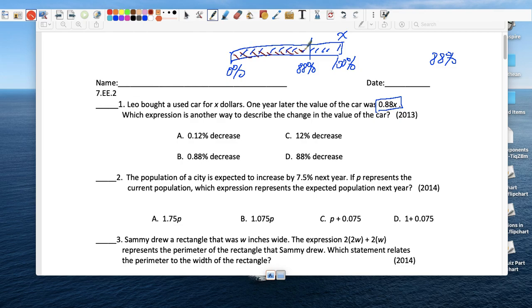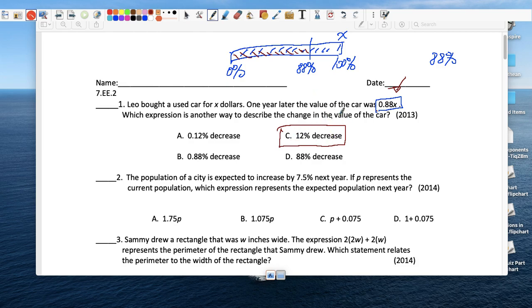So what happened to the price? Well, there was a decrease, right? And how much did it take away? 12%. And that explains why you're multiplying by 0.88. Remember that you have to change the percent to a decimal, and that's why it's written this way, right? So the reason why this happened is because you had a 12% decrease.